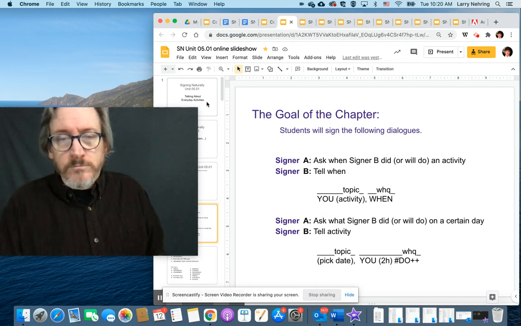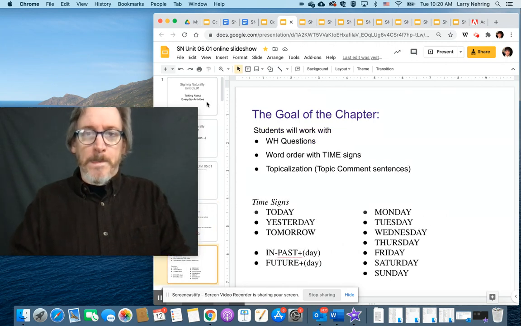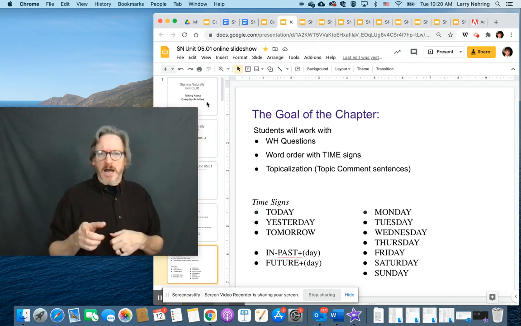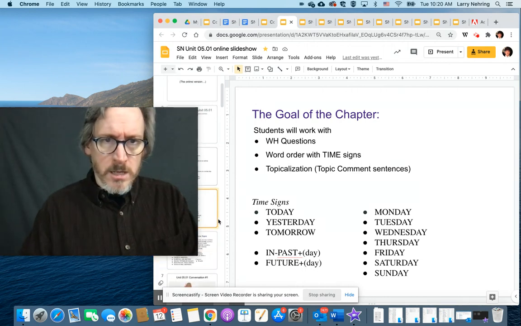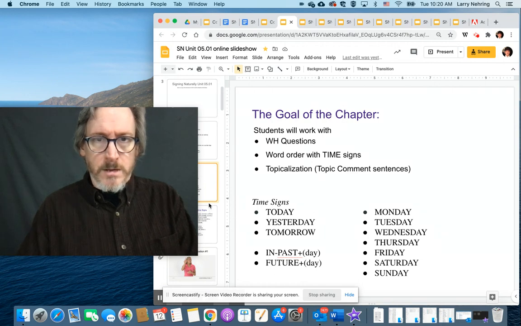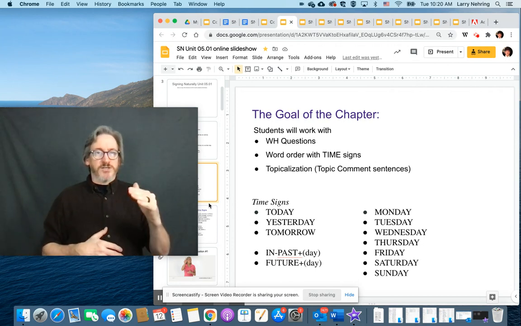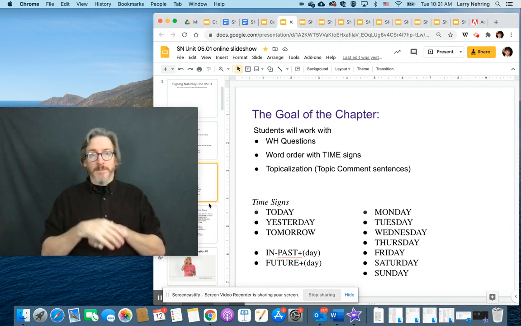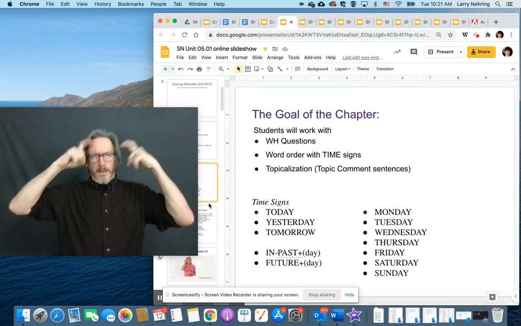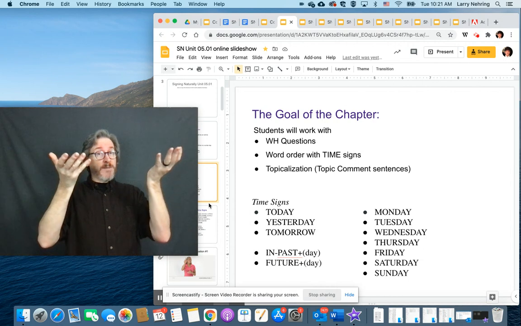Okay. So those are the two basic grammatical structures we're going to play with in this unit. So the vocab for this one, quick review your WH questions. I was going to say I could put in the WH questions, but you already have them. So WH questions, word order with time signs. We'll talk a little bit about that. We've already talked about most of that. And then topicalization, which means topic, comment, right? So eyebrows go up when you're setting up a new topic. Here's what I'm going to talk about. Here's my comment.